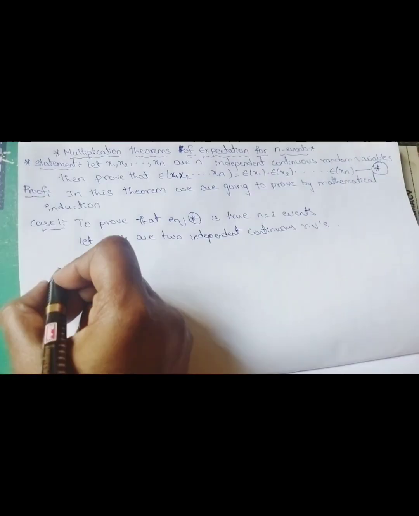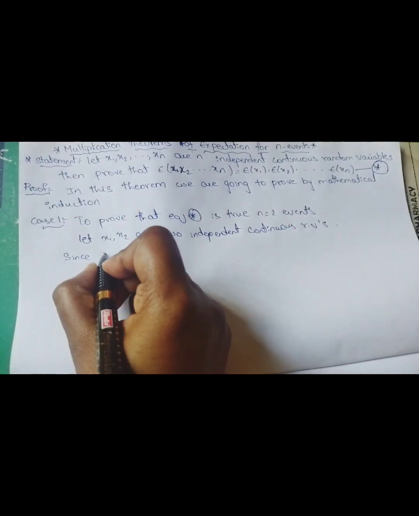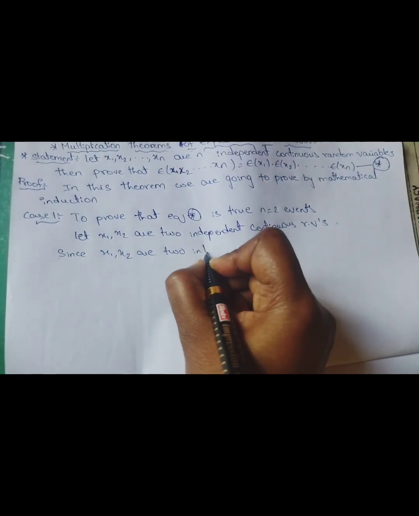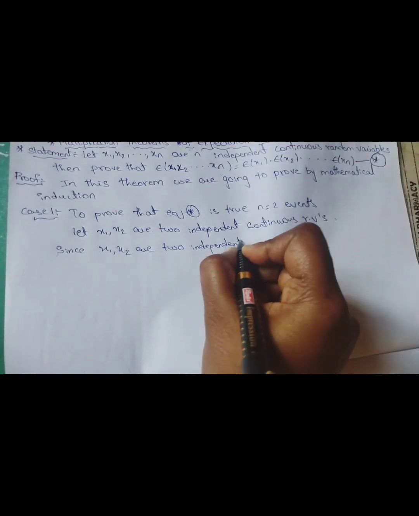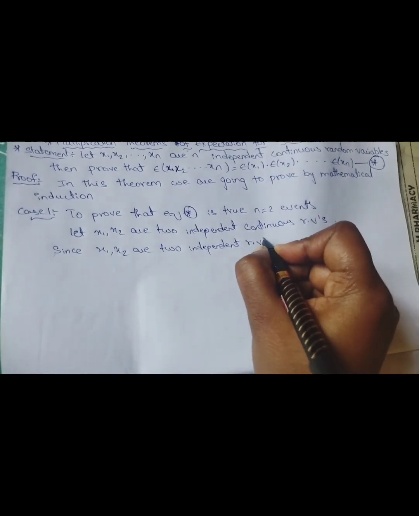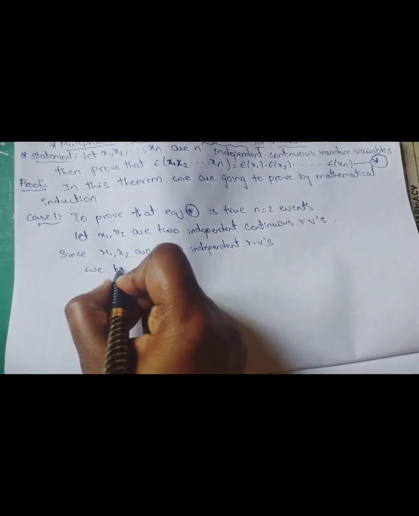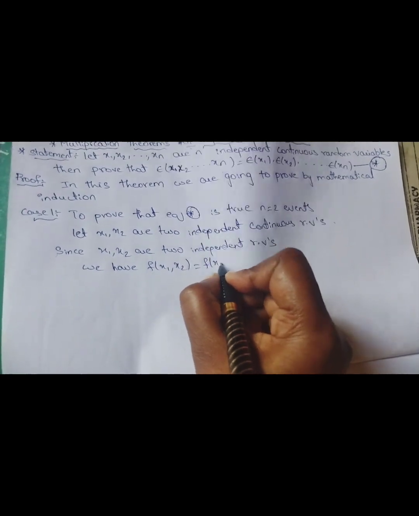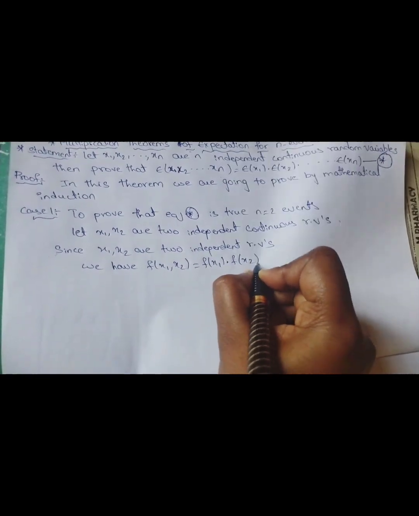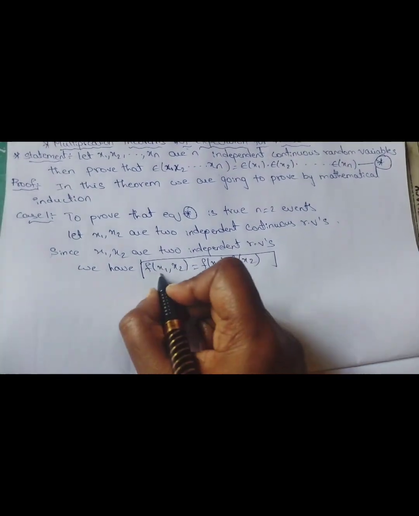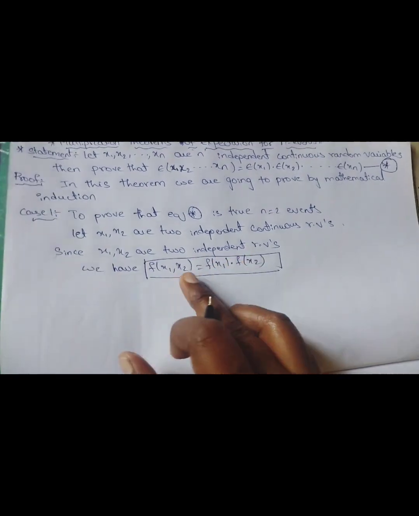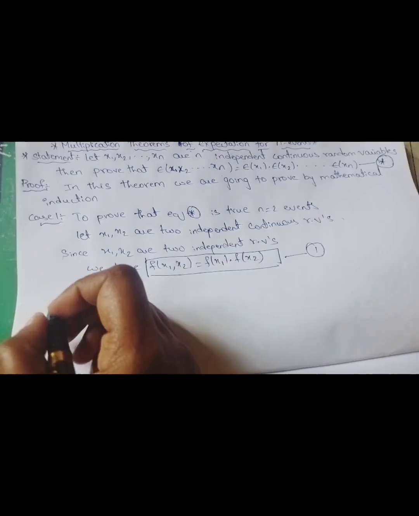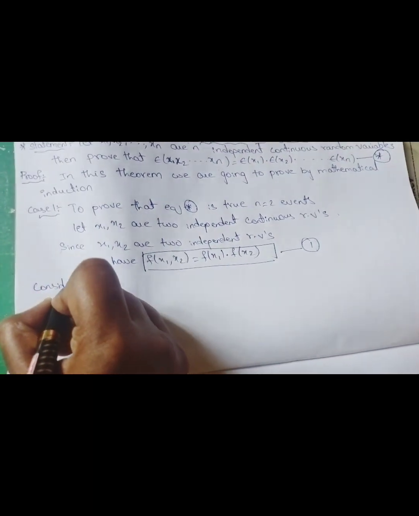Since x1, x2 are two independent continuous random variables, we can write f of x1, x2 equal to f of x1 into f of x2. This is very important here. So since these are independent random variables, f of x1, x2 becomes f of x1 into f of x2. Take this as equation 1. Now our main proof starts.